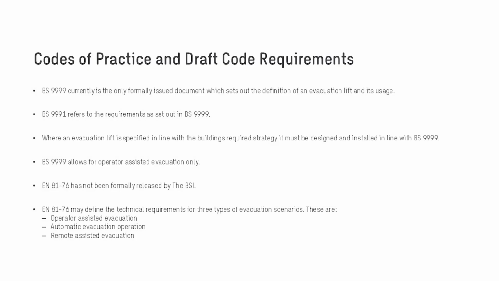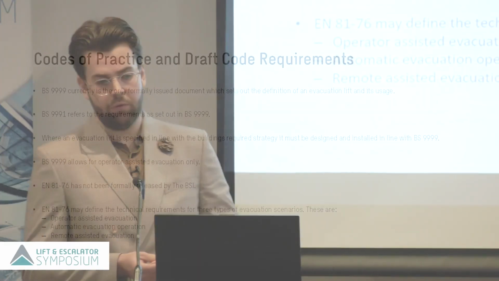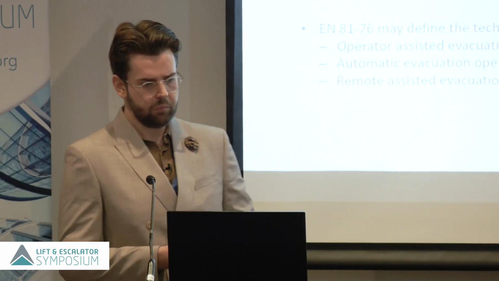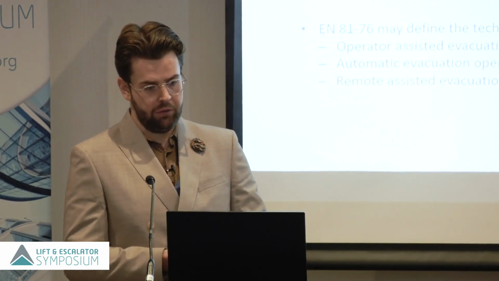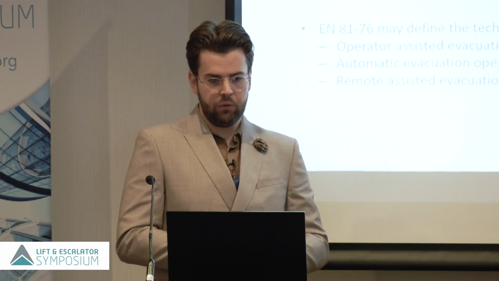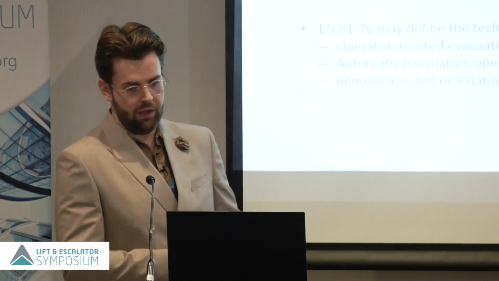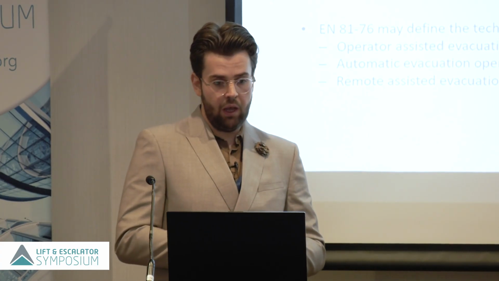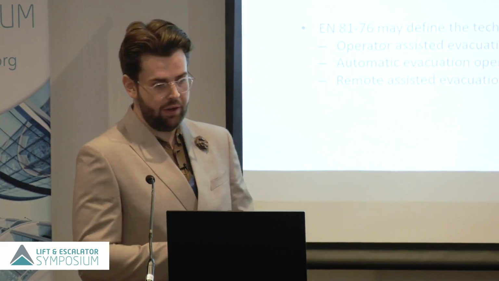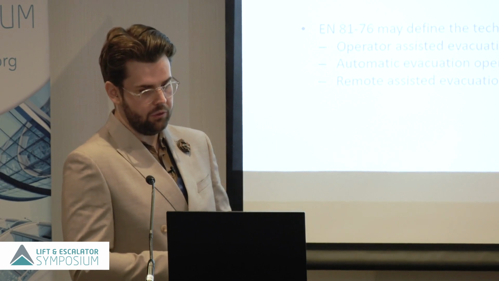So moving on, codes of practice and draft code requirements. BS 9999 is currently the only formally issued document which sets out the definition of an evacuation lift. 9999 is a fire strategy document for all buildings. We've also got 9991, which is for residential buildings and sets out the requirements and refers back to 9999. So at the moment, where an evacuation lift is specified, it must be designed and installed in line with 9999. Now, 9999 only allows for operator-assisted evacuation, and we'll get into that in the next slide. But we all know that 7676 is coming, hopefully soon, and that may set out other modes of evacuation, such as automatic or remote.